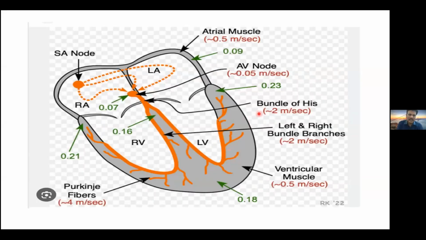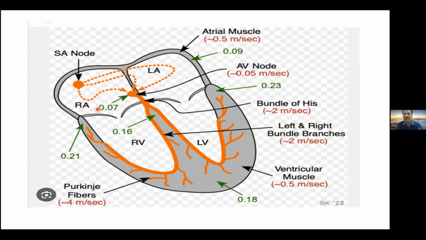See here, the same thing from the SA node to the AV node takes 0.07 seconds at the maximum. This is the duration of the P wave. Now you know the duration of the P wave will be only a maximum of 2 millimeters in width. Now you understand why I am saying 1.5 to 2 millimeters.